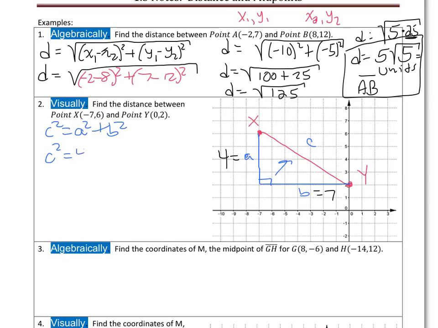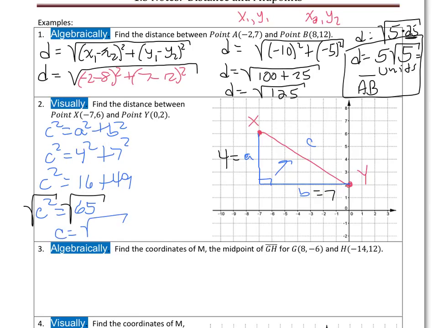And substitute. So we have c squared equals 16 plus 49. C squared equals, we're just simplifying, 65, I believe. And to finally solve for c, we're going to take the inverse operation of squaring, which is square rooting. And I get c equals the square root of 65 units long. And we can just leave our answer that way, but I like to just follow up and say that that's the length of segment XY.